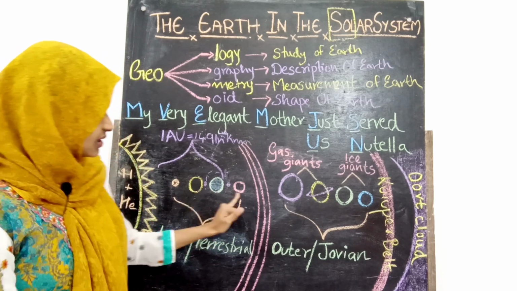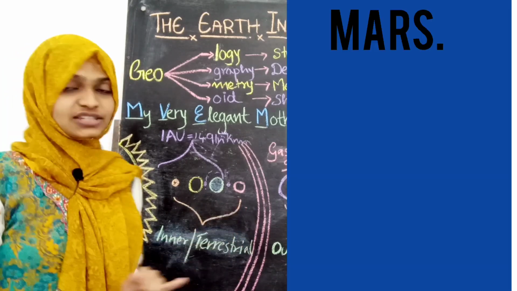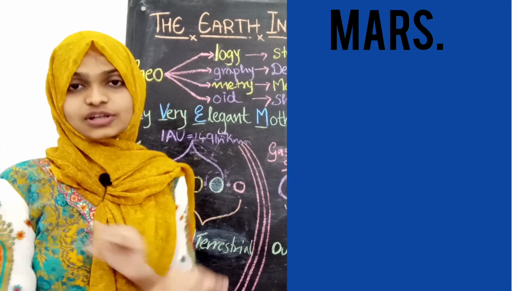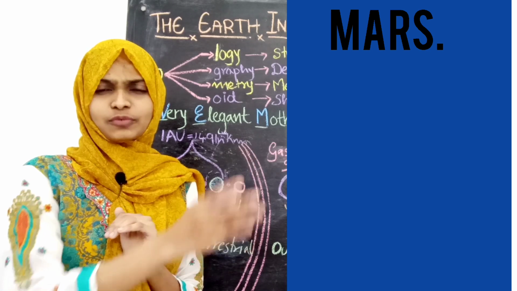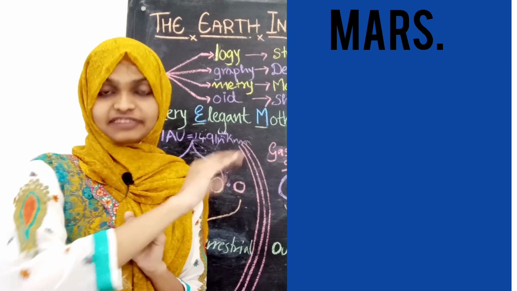Now, let us talk about Mars. Now, Mars is also known as the red planet because the surface of the Mars is mostly made up of iron material, ferrous objects.